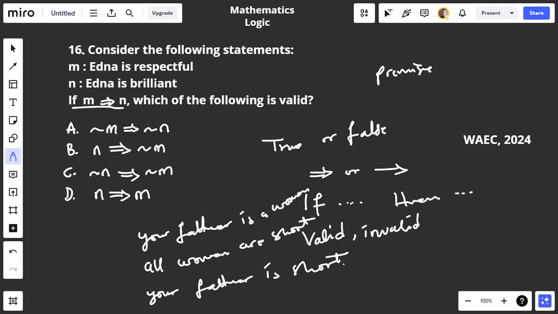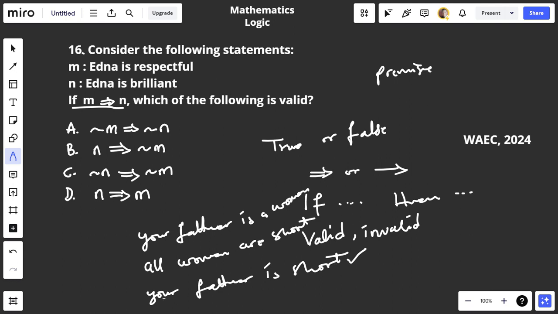Yes, it is a valid statement because the previous statement that I made, the first one, is your father is a woman. I've declared that. And then the second one is all women are short. So your father is a woman is a subset of all women are short. So if your father is a woman, then automatically your father is short. So this is a valid statement because this statement agrees with the initial ones.